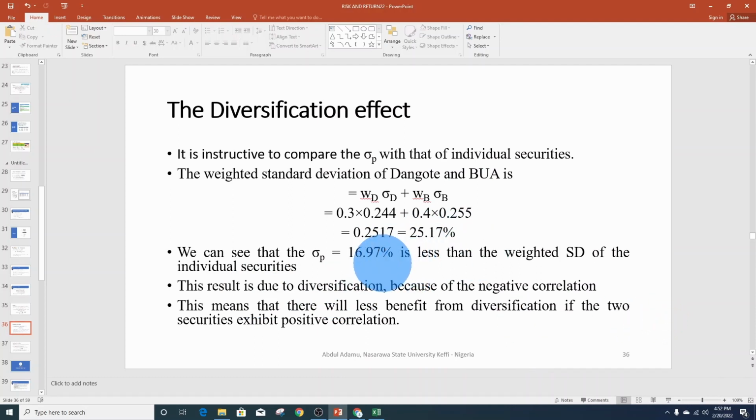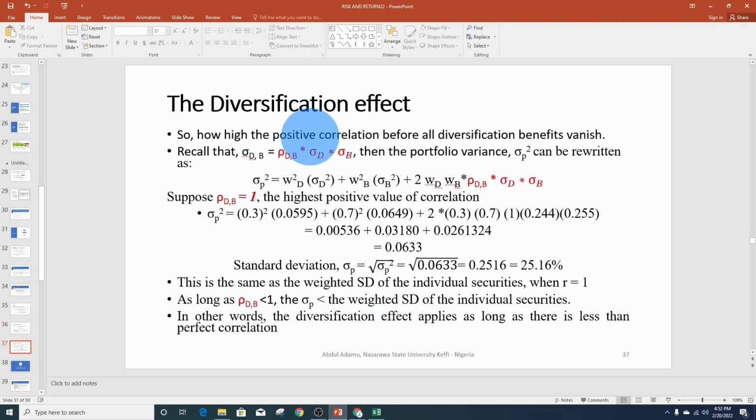Now, if this is due to the negative correlation, then that means there will be less benefit from diversification if the two securities exhibit positive correlation. Now, if they exhibit positive correlation, then how high is the positive correlation before all the diversification benefits vanish? How high? So let's try to demonstrate and see how high it will be. The highest value of correlation is +1.